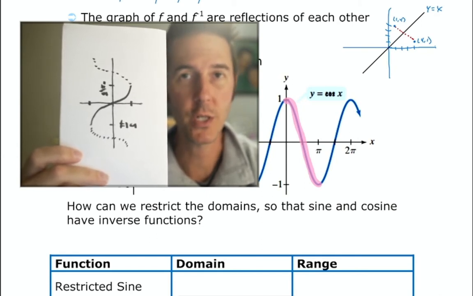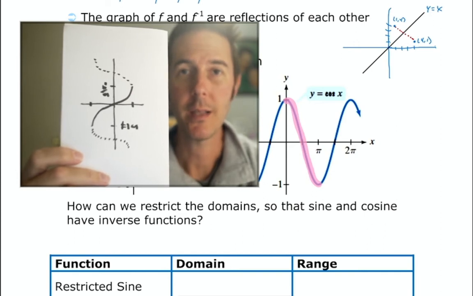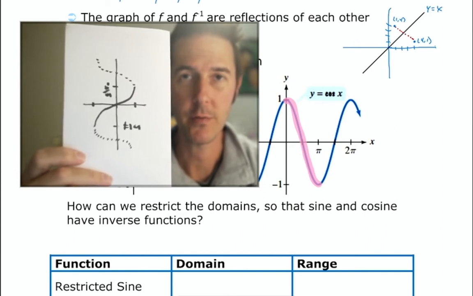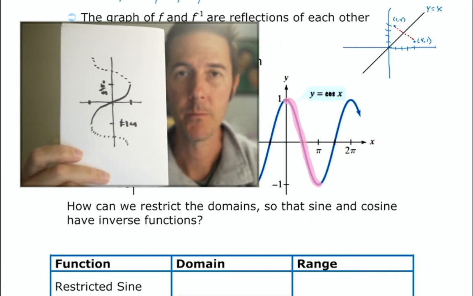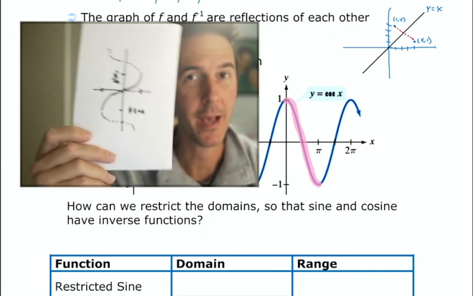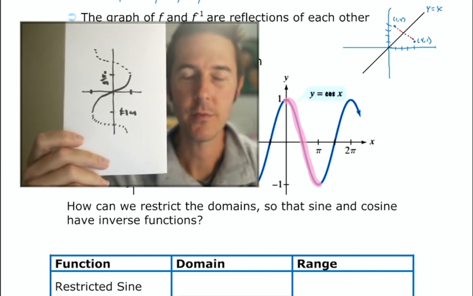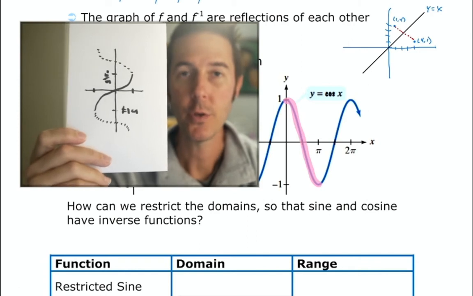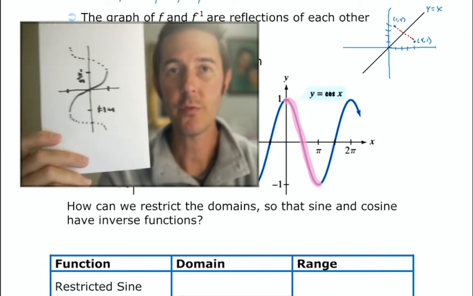It's so that when we switch the domain and the range, in taking the inverse of this particular trig function, the sine function, we end up with a function that has a graph that's still the graph of a function. You can do this same process with the cosine function.